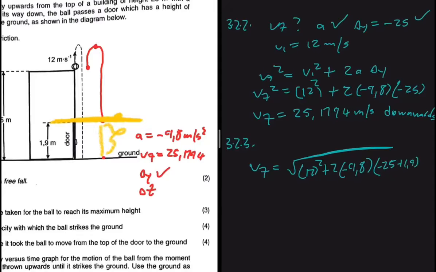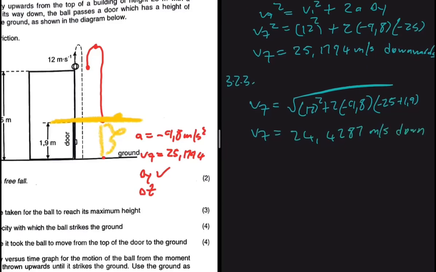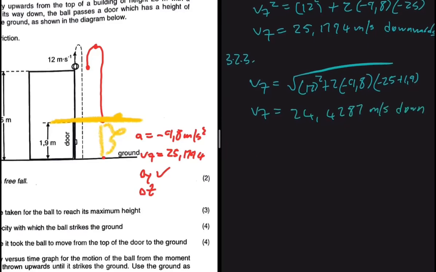And if we compute that, we're gonna get VF is equal to 24.4287 meters per second downwards, right? So this VF that we have here is basically going to be our VI for the motion from the top of the door to the ground.